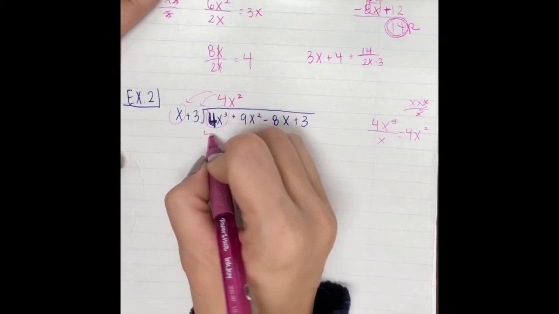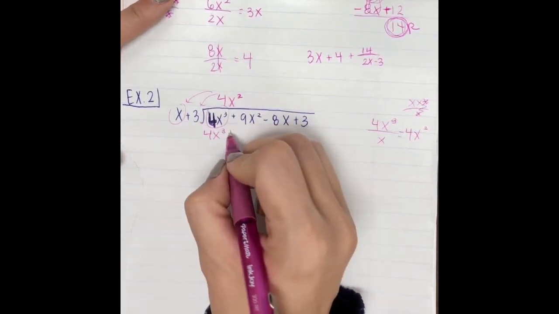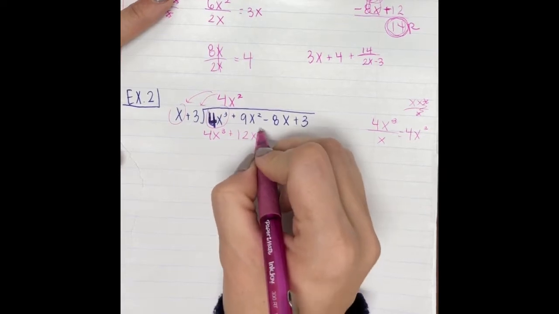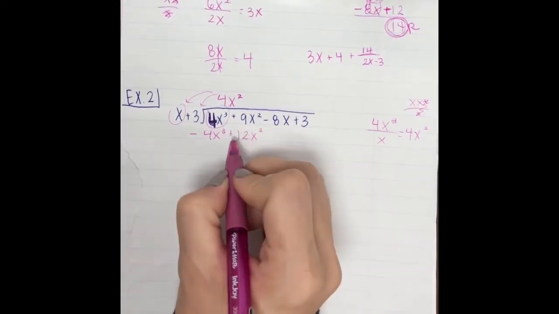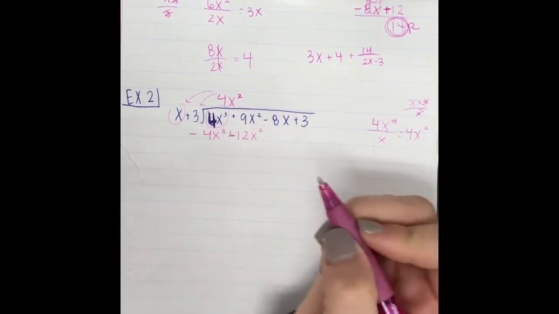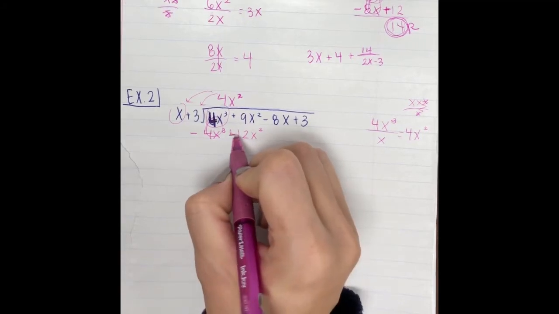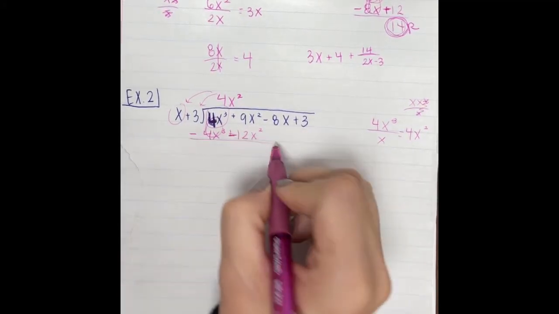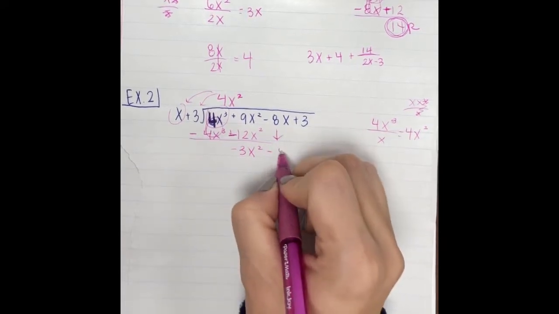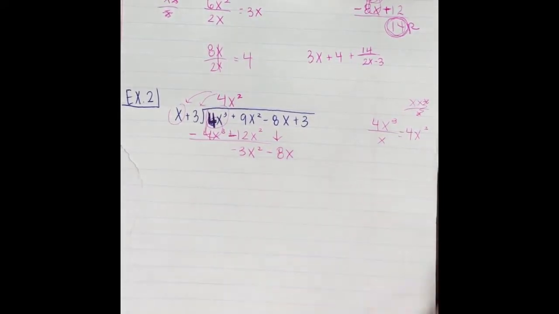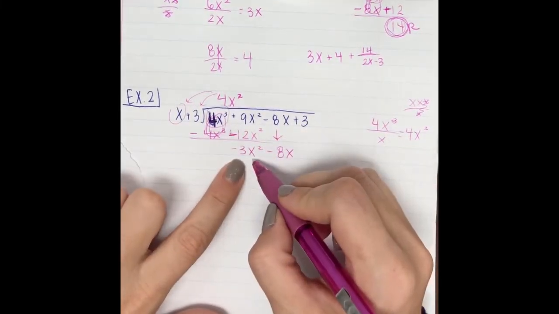4x squared times x is a 4x cubed, and 4x squared times 3 is a positive 12x squared. We need to subtract, so we're going to change the sign on both. This becomes minus. So these cancel, and then 9x squared minus a 12x squared leaves us with a negative 3x squared. Bring down our minus 8x, okay? And now we have a new leader. We've canceled that one out, so this is our new leader.